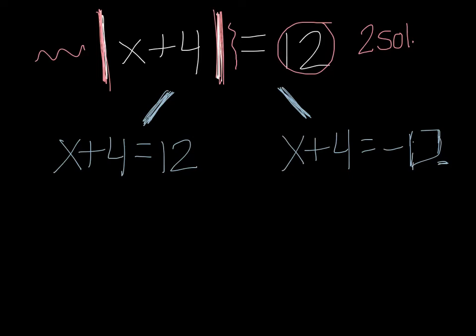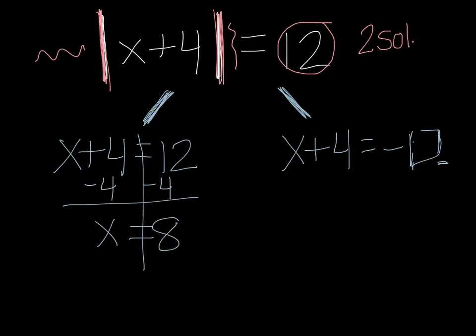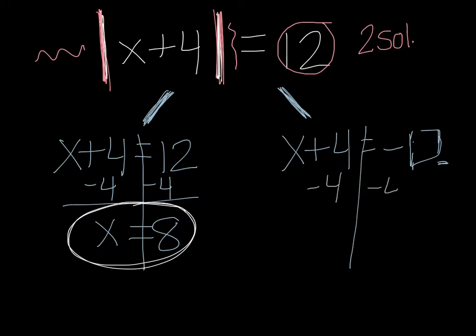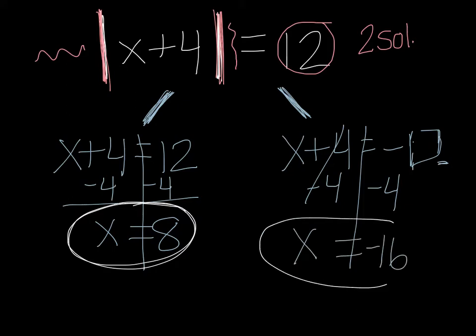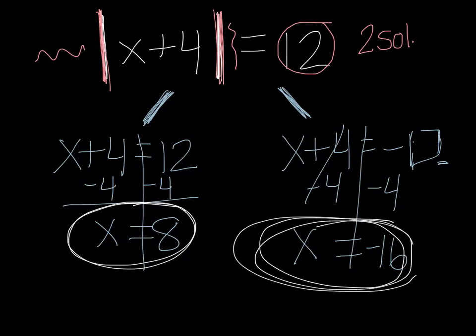Then what you need to do is you need to solve each one of these separately. To get x by itself, we would subtract 4 from each side, and we'd get x equals 8. That is one of my solutions. Now the one on the right here, we still need to subtract 4 from each side. X is going to equal negative 12 minus 4 is negative 16. So my other solution is going to be x equals negative 16.